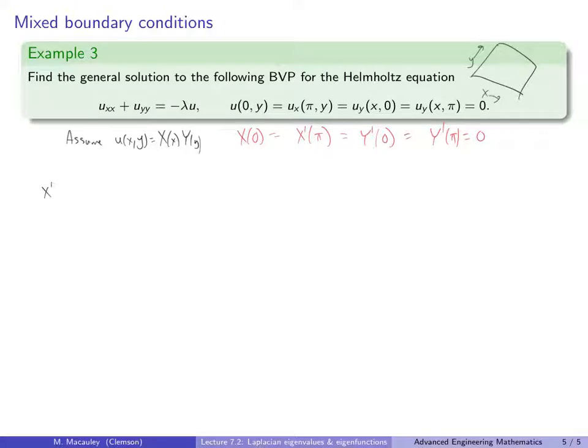We're going to get X double prime equals negative mu X and Y double prime equals negative nu times Y. But now for the first one, we're going to get X of 0 equals X prime of pi equals 0. And for the second one, we're going to get Y prime of 0 equals Y prime of pi equals 0.